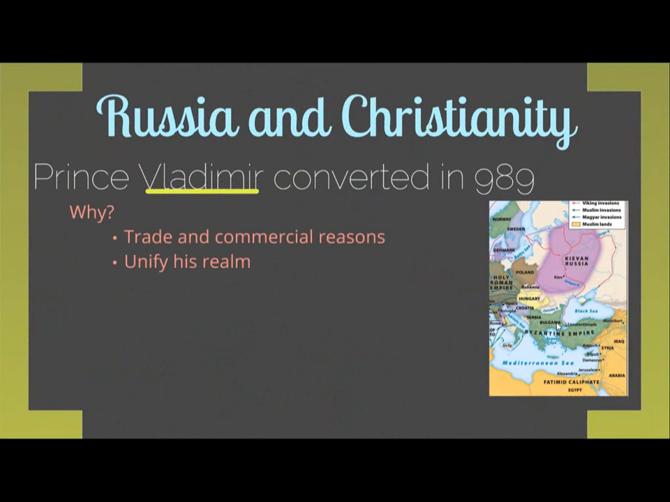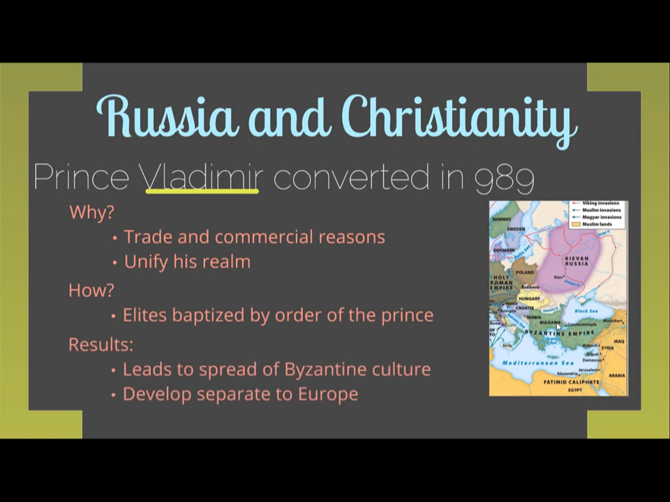Prince Vladimir will convert in 989 because he wants to unify his realm, and he also wants access to trade and commercial reasons. So basically what he does is he forces the princes and the elites to be baptized, which isn't the most efficient or effective way to invite people into a conversion of the heart, but this is what he does. The results will be the spread of Byzantine culture and a development separate to Europe.